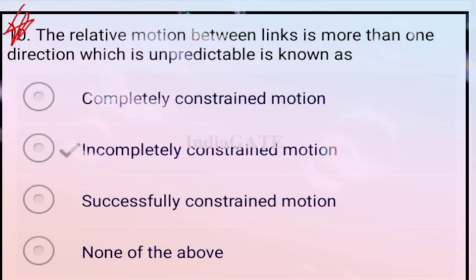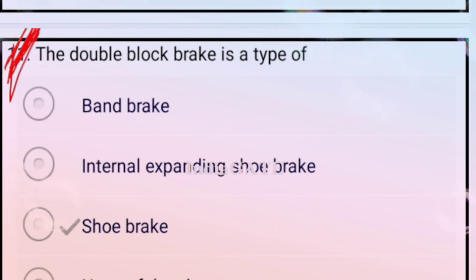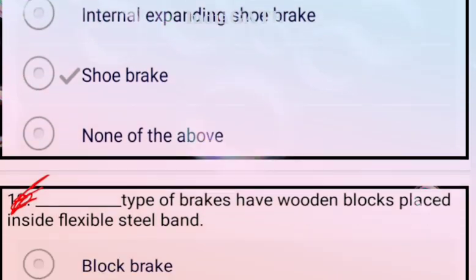A relative motion between the links in more than one direction which is unpredictable is known as incompletely constrained motion. So option B is your correct answer. The double block brake is a type of, it is a type of the shoe brake. So option C is your correct answer.